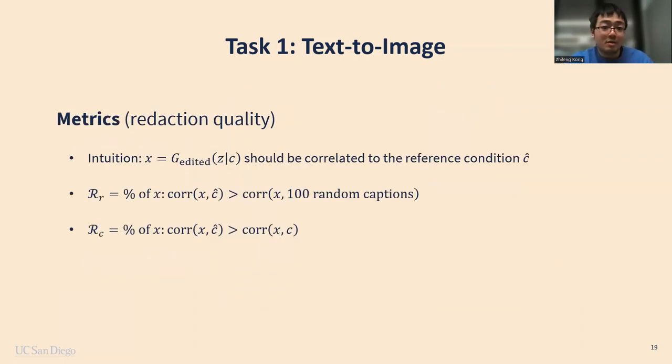To quantitatively measure the redaction quality, we start with the intuition that samples from the editing model should be more correlated to the reference conditions we have by definition. So we look at different R scores, where we measure the percentage of samples such that the correlation between X and C hat is larger than the correlation between X and 100 random captions, or the correlation between X and the original caption C. And we want these two fractions to be as high as possible.